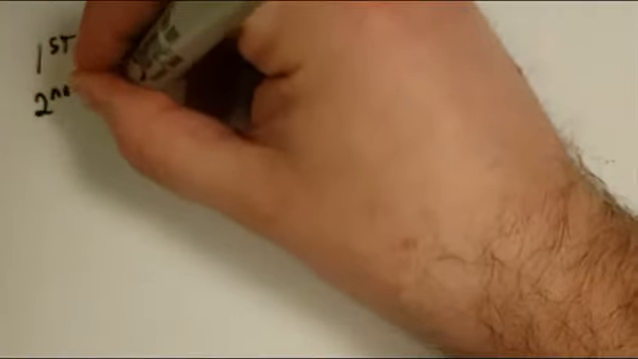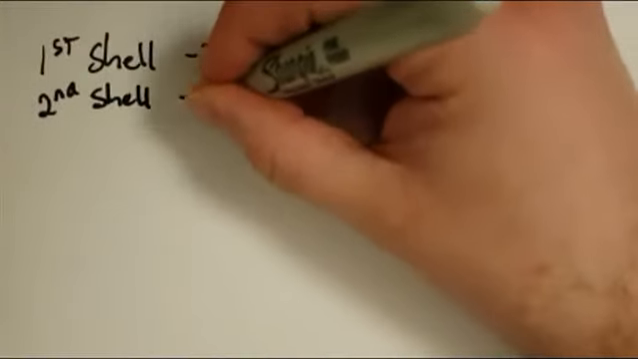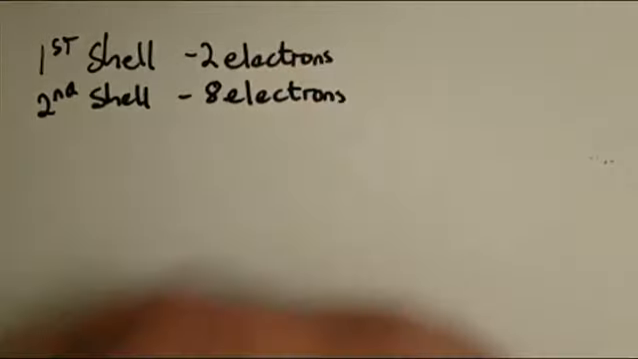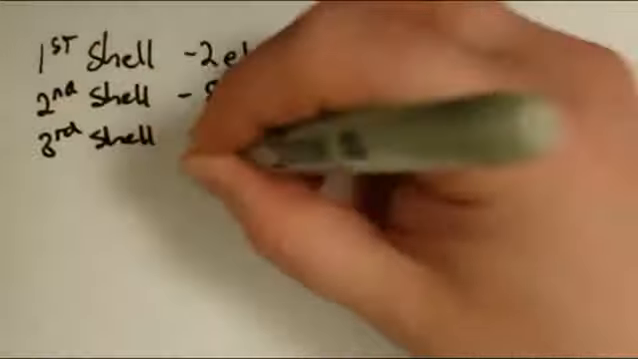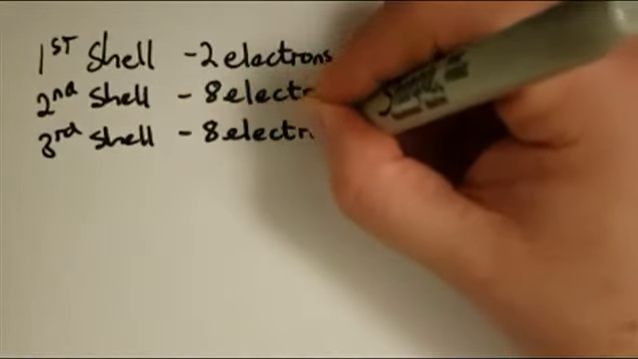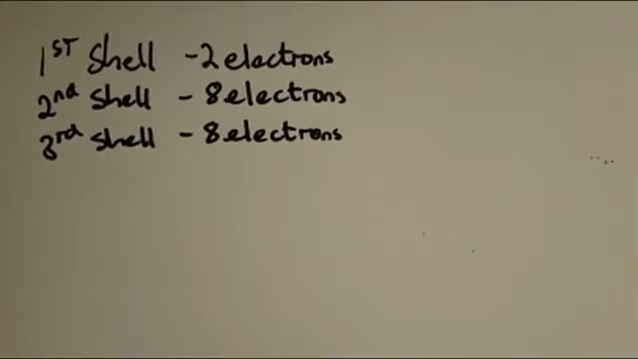In the second shell, we can get a total of 8 electrons in there. And in our third shell, we can get another 8 electrons. And that's all we need to know for GCSE.